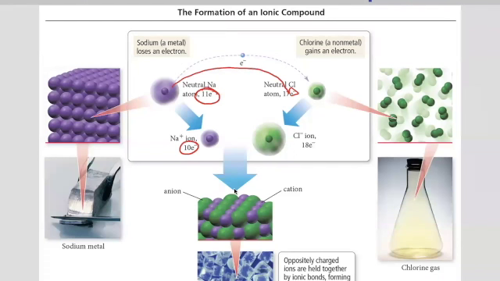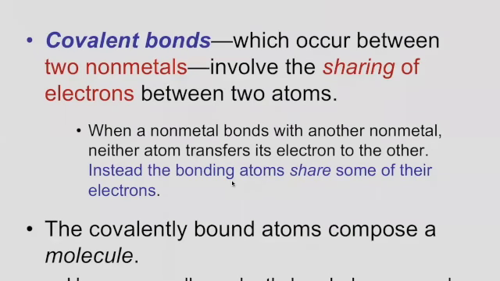So therefore, the chlorine becomes the anion and the sodium becomes the cation, forming sodium chloride. Okay, so make sure you understand ionic bonding. On the other hand, we have covalent bonding. Covalent bonding is going to exist between two non-metals. For example, if I put carbon and oxygen, both of them are non-metals. They're going to be on the right side of your periodic table.